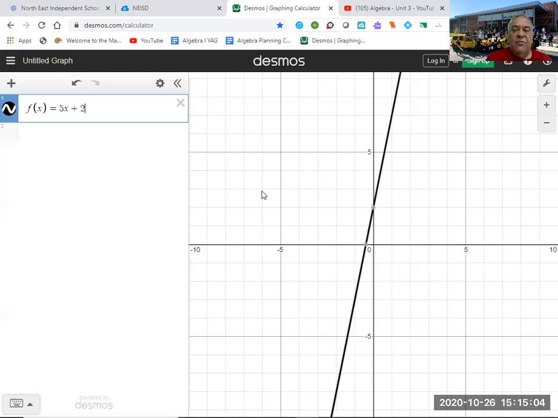For number 24, oddly enough, it has the same expression as number 23. Y equals 5x plus 2, or f of x equals 5x plus 2. Which of the following represents the line translated 3 units down?